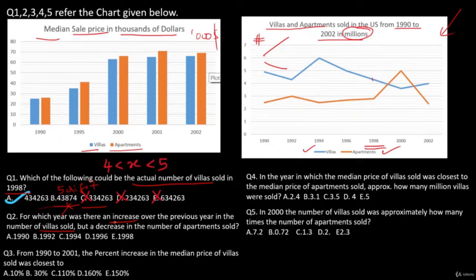Actually, it's talking about was there an increase over the previous year. So this is the current year, all right? This is the current year. So there was an increase in the number of villas over the previous year and a decrease in the number of apartments sold compared to the previous year. All right. So we just need to find out where there is a shape like this in this graph.